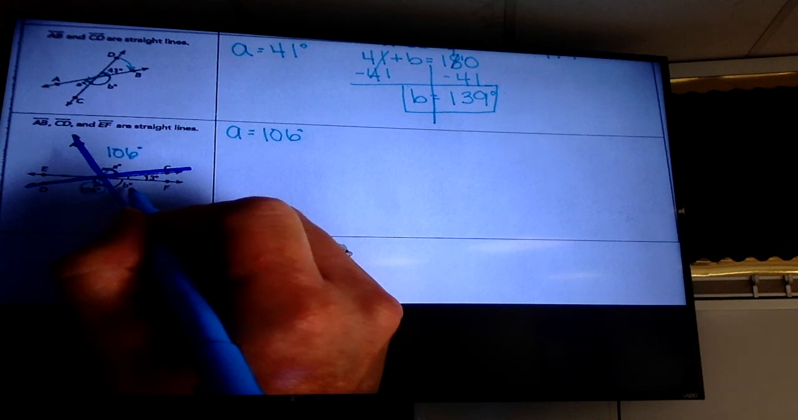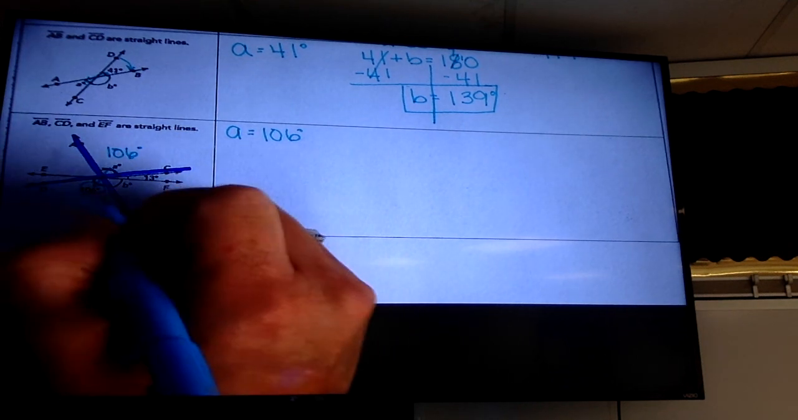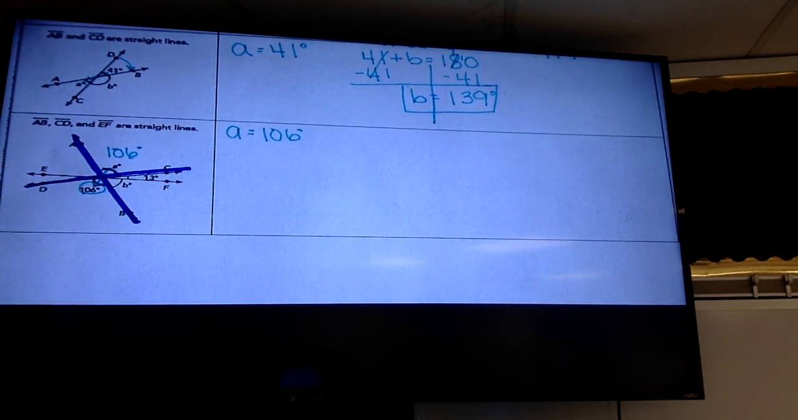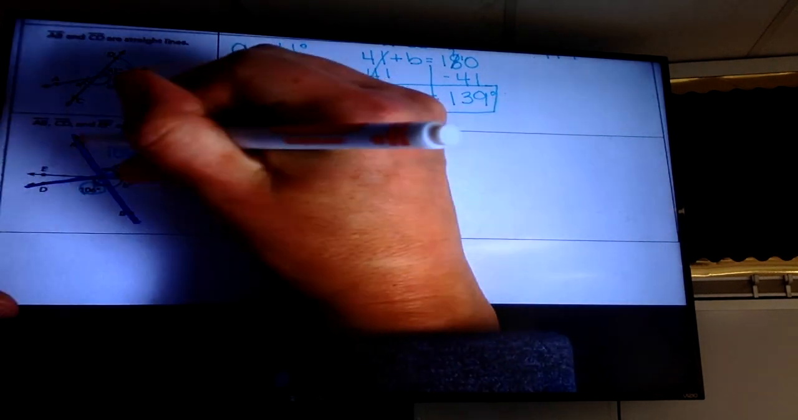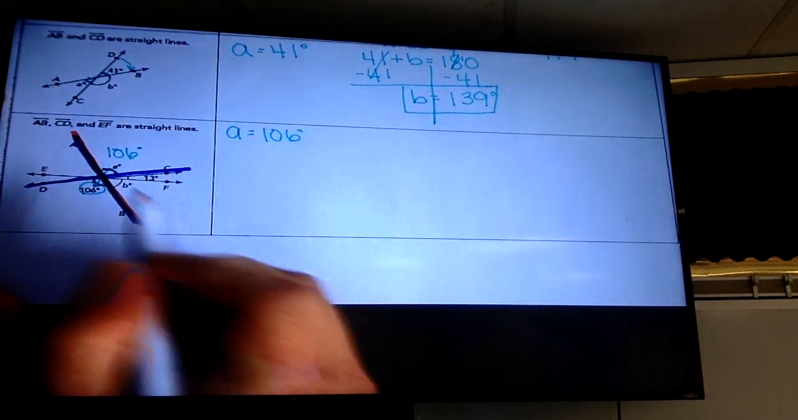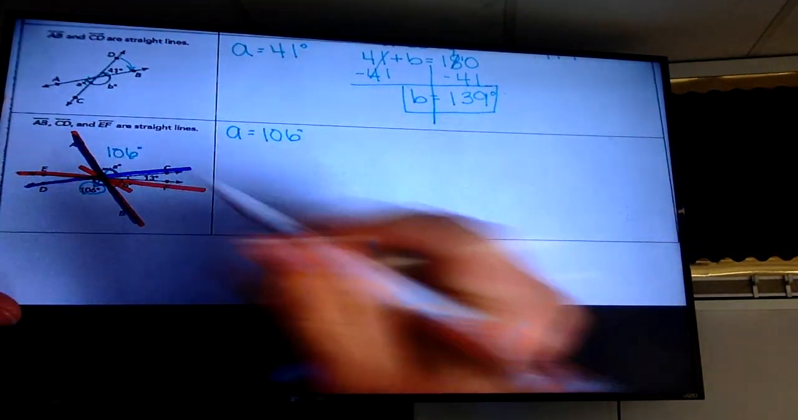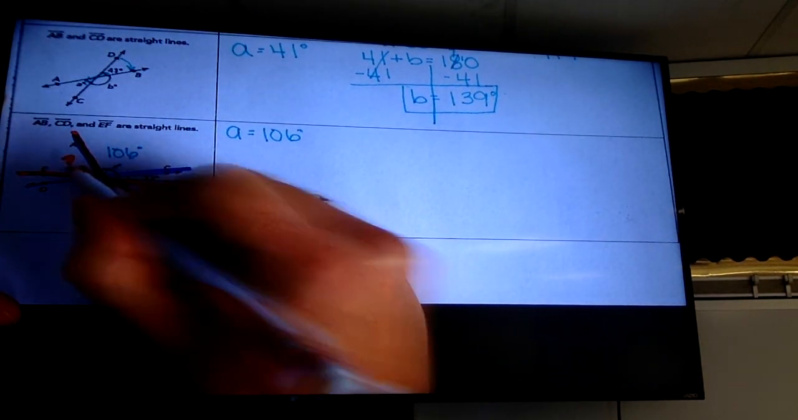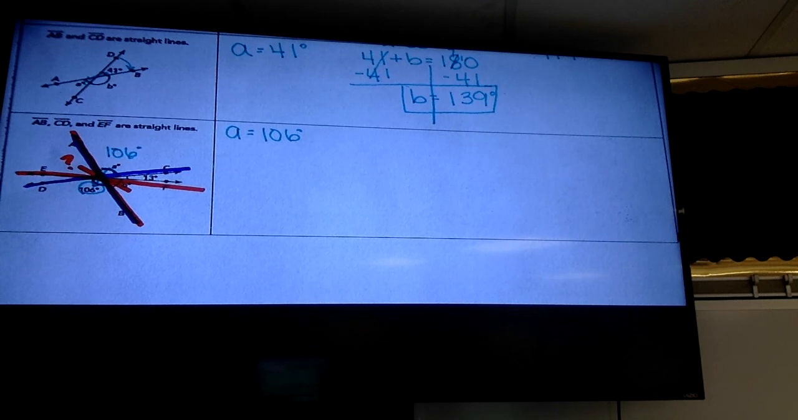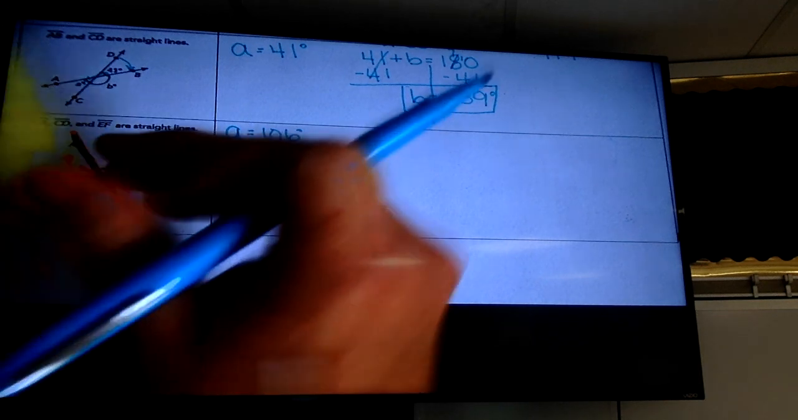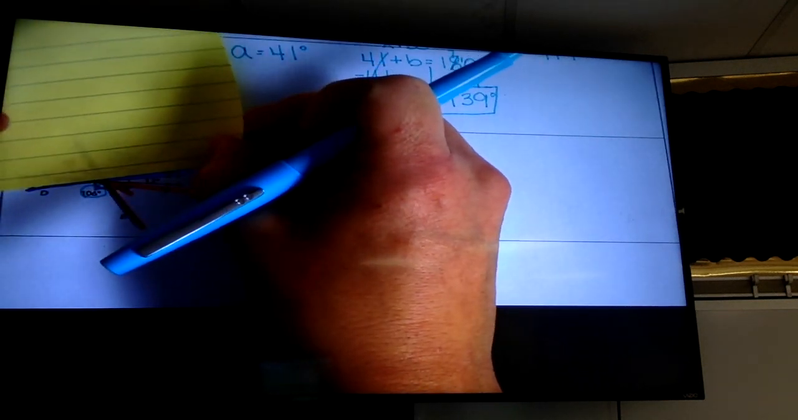Now I also want to find the measure of angle B. Now I can't use vertical angles here, even though there is a set of vertical angles. You could say that this and this are vertical angles, and going across they'd be the same, but I don't know this measure either. So that's actually not going to help us here. What I'm going to do is take my Post-it and cover up some information that I don't need.